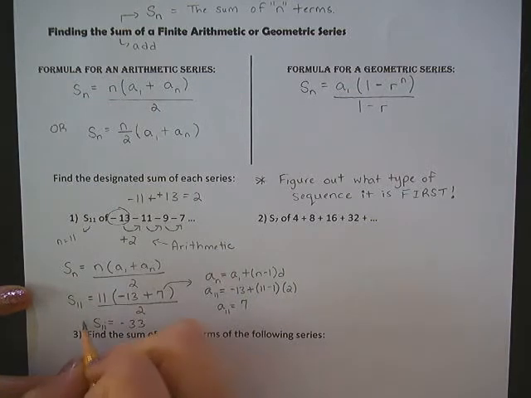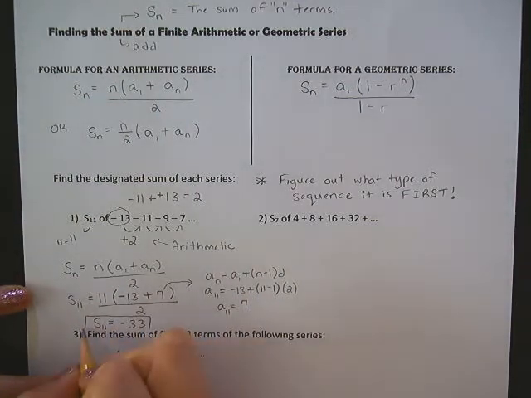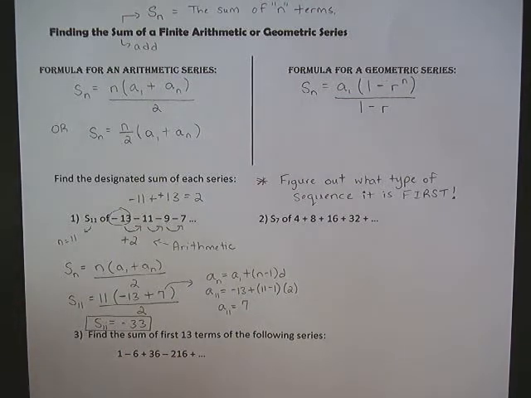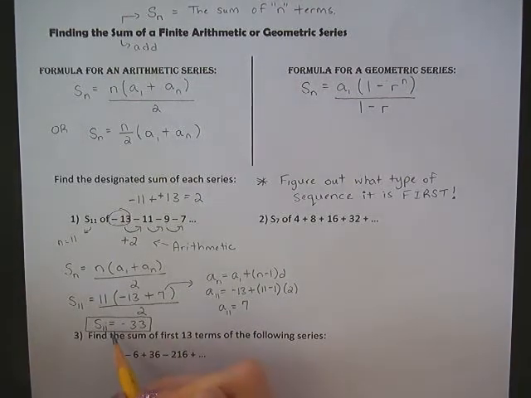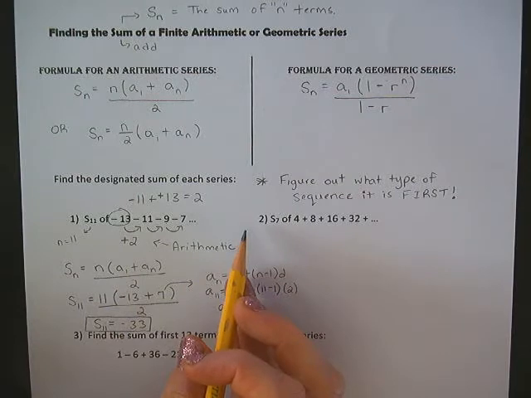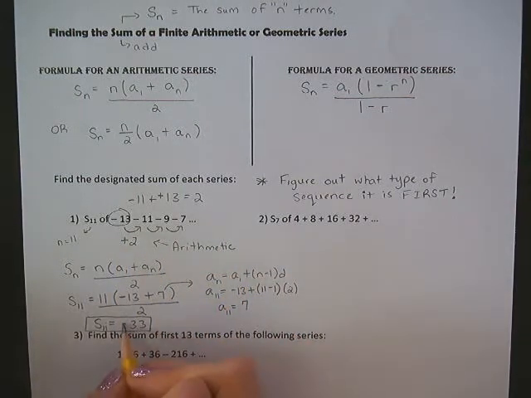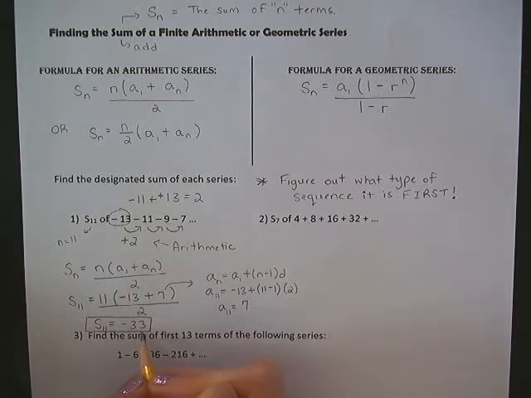Okay, so what that means is if you actually wrote this sequence out all the way to the 11th term, if you added up all of those terms, from the first term all the way to the 11th term, you would end up getting a sum of negative 33. Okay, remember this is not a term that's in the sequence, it's actually what you get when you add the terms up. It's what you get when you add the first 11 terms.